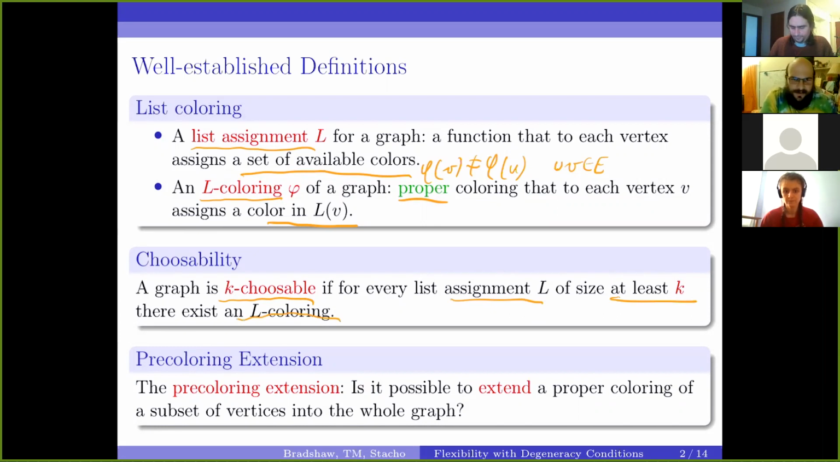One last well-studied concept that I would like to mention on this slide is precoloring extension. There, we have already precolored some of the vertices of the graph, and the question is whether we can extend this coloring of some vertices to a proper coloring of the whole graph.